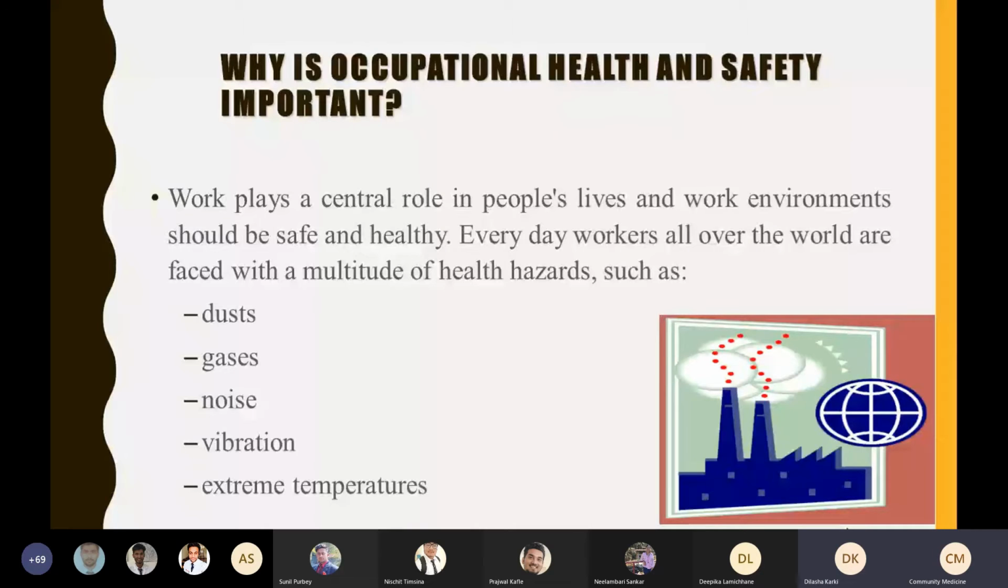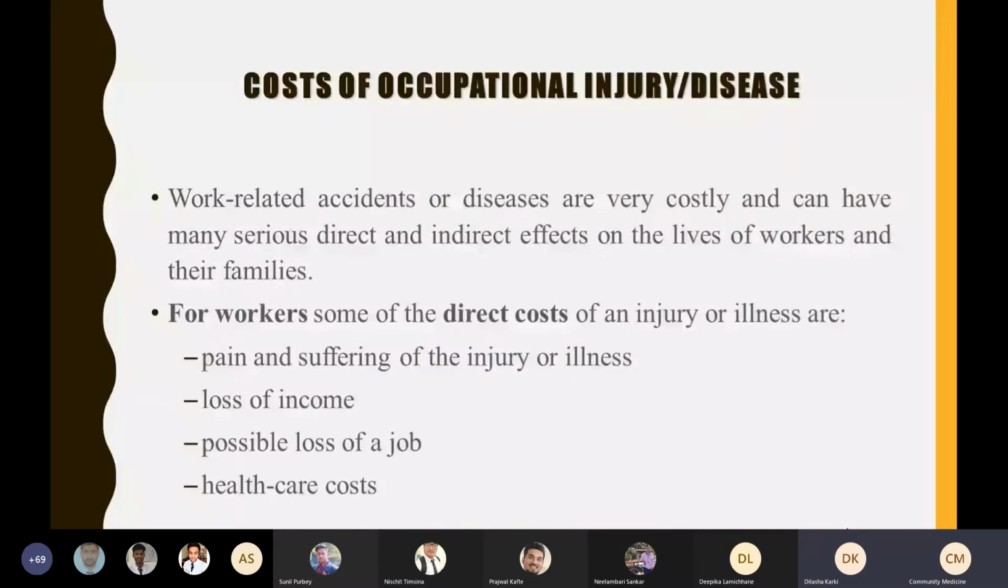So during the working environment, people will face different types of health hazards, like dust, different types of dust, gases, noise, vibration, high temperature or low temperature, and different types of organisms. All these factors will definitely affect the health of the workers. So that is why it is required. If all these things at the working place are not proper, people will definitely have to face different types of disease.